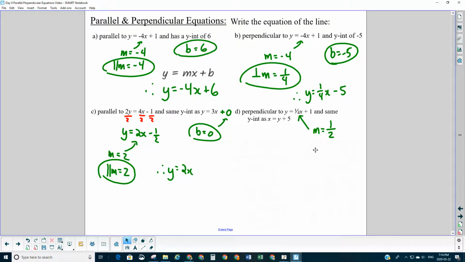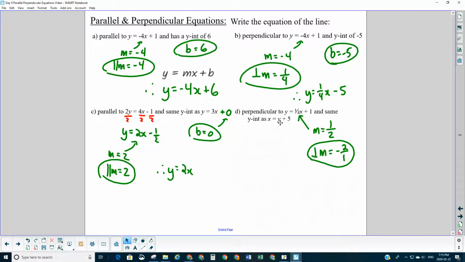Ours is perpendicular, so we need a perpendicular slope. Perpendicular is the negative reciprocal, so 1/2 becomes 2/1. And since this is positive, that becomes negative. So I use the clue to get our slope is going to be a negative 2/1. Now it says it's the same y-intercept as this.